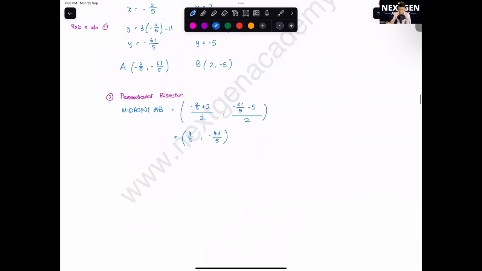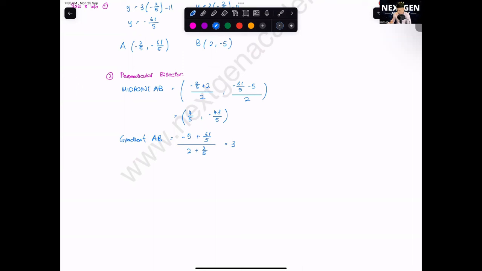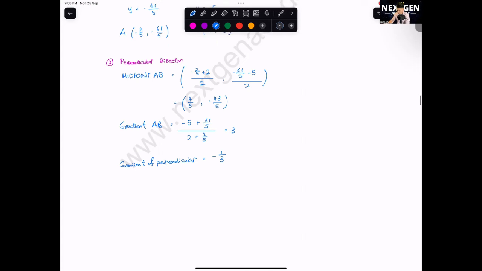Then you want to find the gradient of AB first. Gradient AB, y2 minus y1 over x2 minus x1, which equals 3. However, this is not the gradient that we want. We want to find the gradient of the perpendicular, which is the negative inverse of it. You just need to put negative, then you invert it.